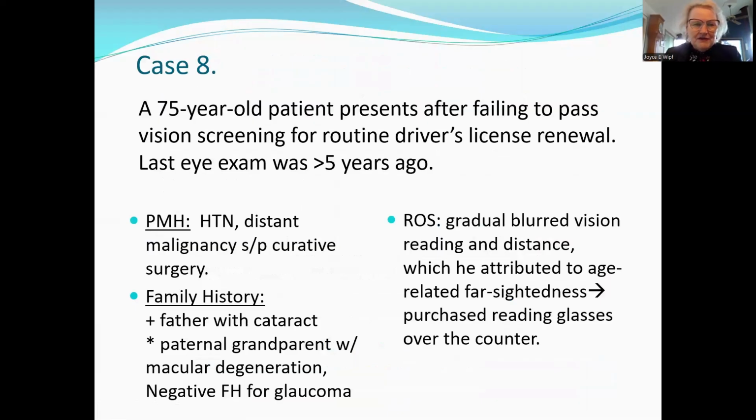Case 8, a 75-year-old patient presents after failing to pass vision screening for routine driver's license renewal. Last eye exam was over 5 years ago. Past medical history includes hypertension, distant malignancy status post-curative surgery. Family history: father with cataract, paternal grandparent with macular degeneration, negative family history for glaucoma. Review of systems: gradual blurred vision, reading and distance, which the patient attributed to age-related farsightedness and purchased reading glasses over the counter.